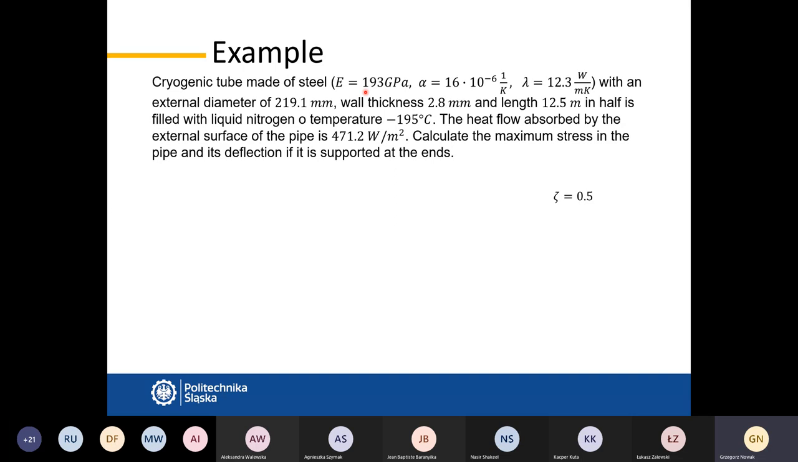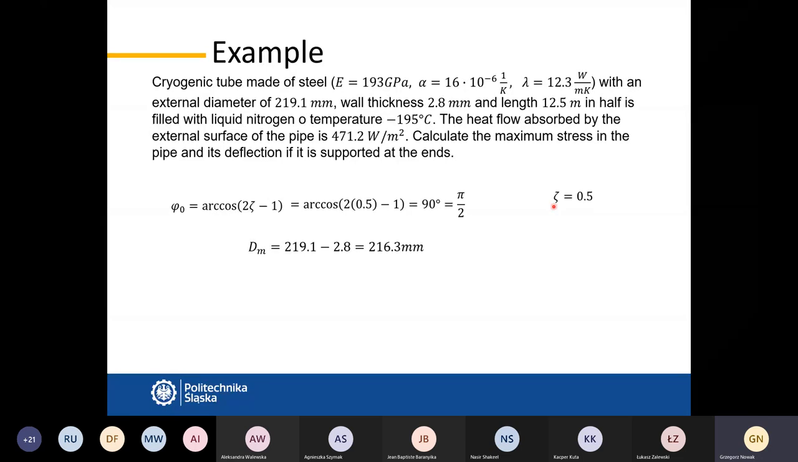So what do we know? We know that it's filled half with liquid nitrogen. So the zeta parameter is 0.5. Or in other words, phi zero would be 90 degrees, so that's half of pi. This is the liquid level, the nitrogen level in the pipe. The mean diameter: we have the external diameter and the wall thickness, so the nominal diameter of the pipe is 216.3.